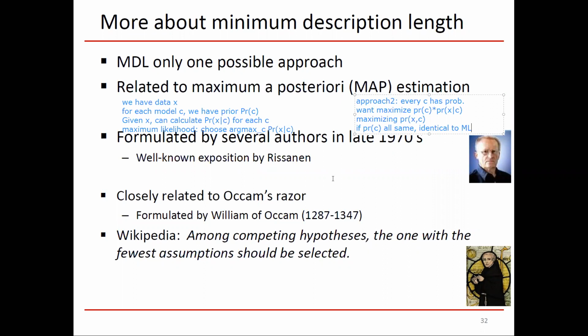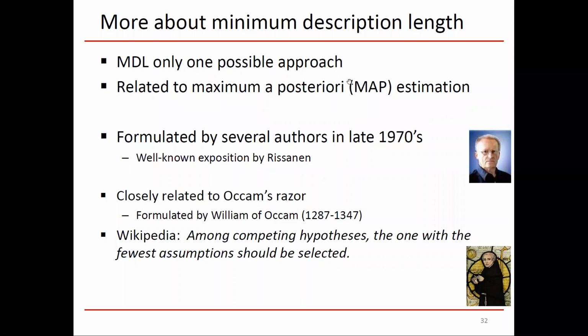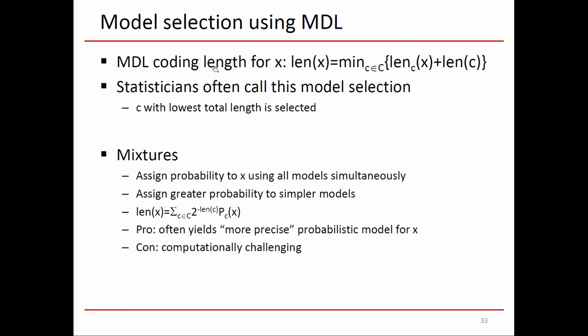So his work, he did some of the pioneering work on the minimum description length, and it's closely related to Occam's razor. Below we have a picture of William of Occam, who lived many hundreds of years ago. Wikipedia says that he stated that among competing hypotheses, the one with the fewest assumptions should be selected. So how do we perform model selection using MDL?